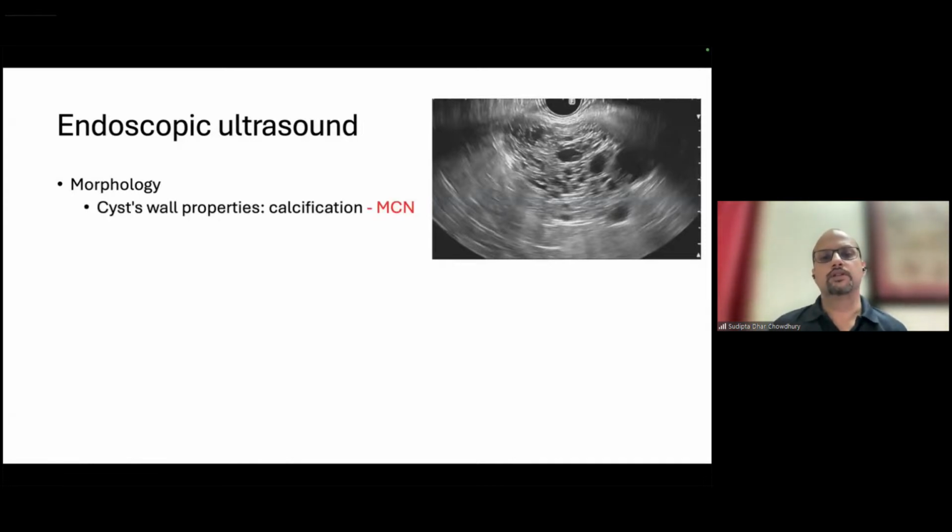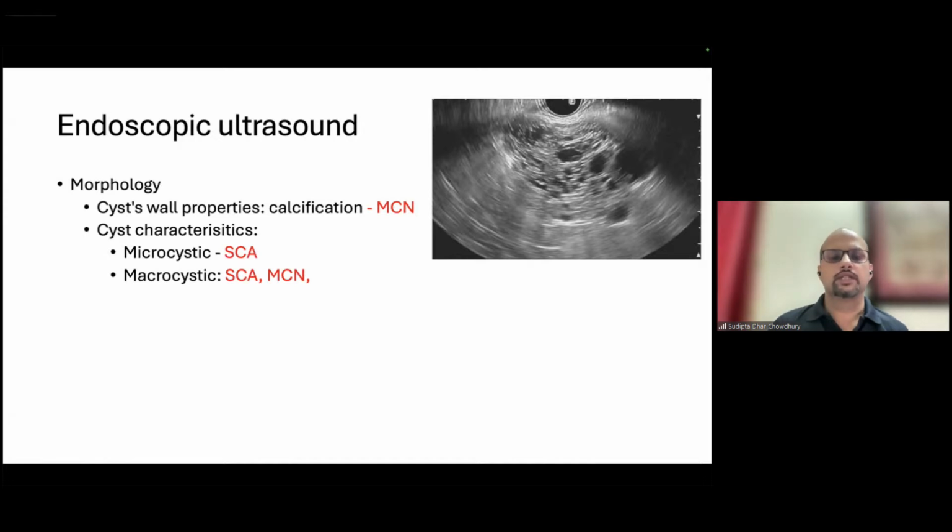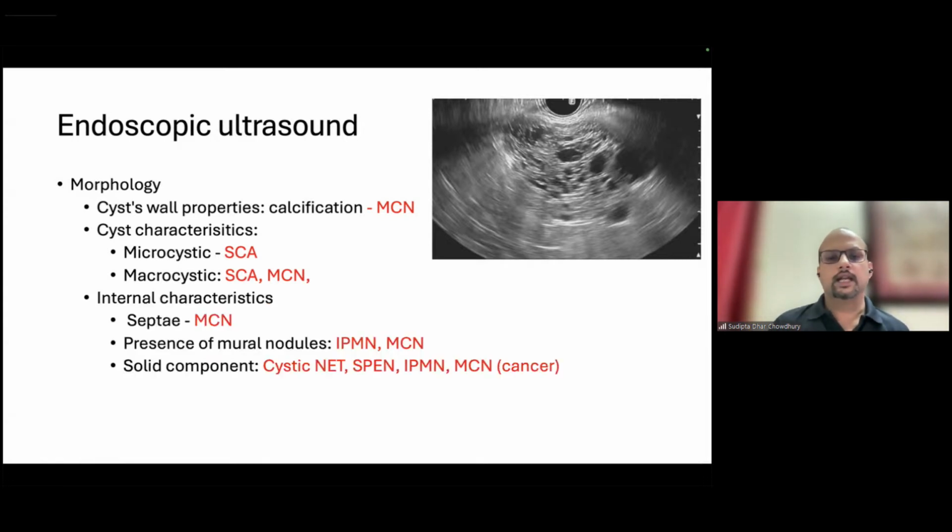If you look at the cyst wall properties and see calcification in the wall, then more likely you're dealing with a mucinous cystic neoplasm. With cyst characteristics, serous cystadenomas have a microcystic or macrocystic pattern, but mucinous cystic neoplasms are usually oligocystic or have large cysts. If you look at the internal characteristics, we can look at the septa. With thickened septa there is a high risk for neoplasm, and you can consider mucinous cystic neoplasm.